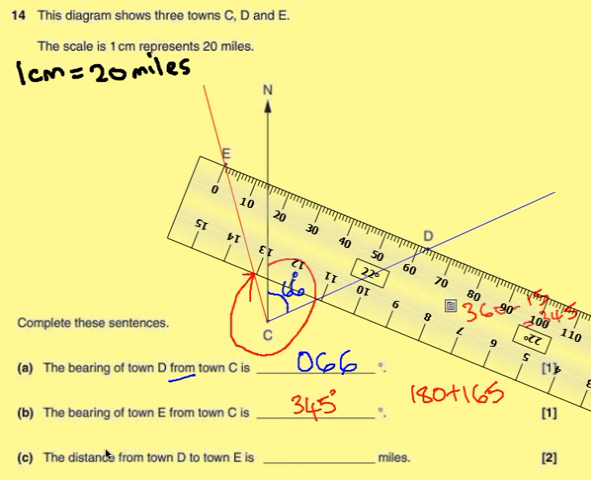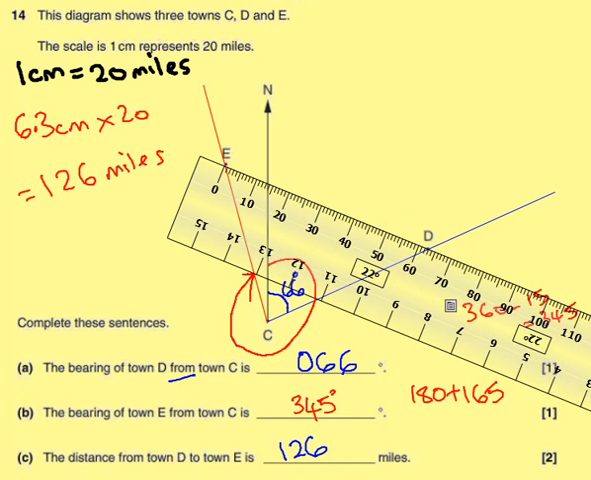Now part C says the distance from town D to town E. Now we know if we measure with a ruler from E to D is 10, 20, 30, 40, 50, 60, 63 millimetres. Now 63 millimetres is 6.3 centimetres. So 6.3 centimetres. Okay, so if we multiply that by 20, we'll get 126 miles. So our distance in miles is 126 miles from E to D.